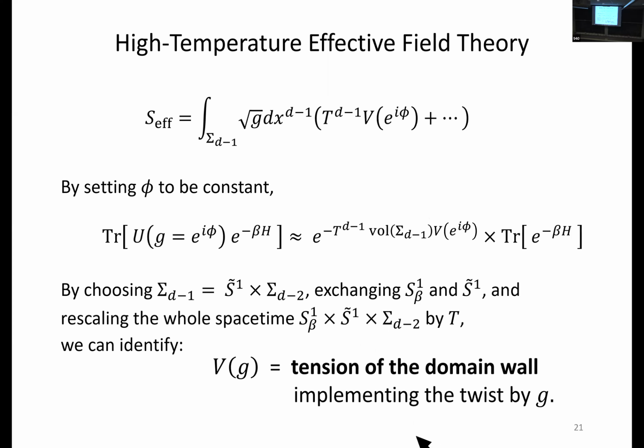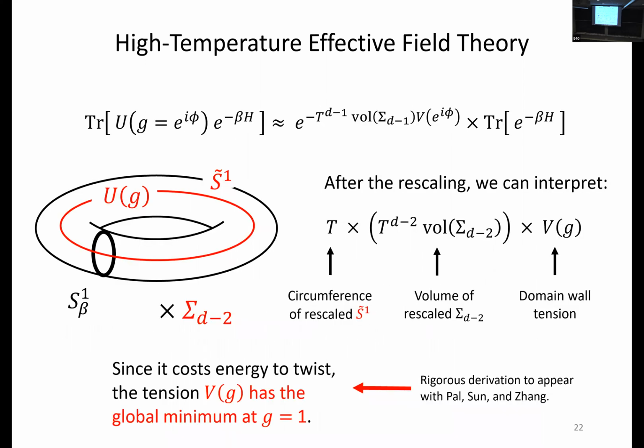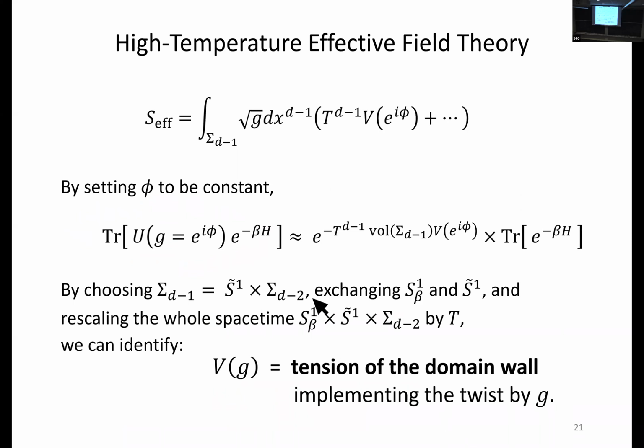So since I'm entitled to consider any geometry, I can choose this geometry to be a circle times a one-dimension-lower space. So then the whole space has a thermal circle times this new circle times a two-dimensions-lower space at temperature T. And I'm going to show that in this setup, we can relate this V of G as a tension of a domain wall, implementing the twist by group element G. So let me explain. The geometry we are considering is a thermal circle times an additional circle times this Σ_{d-1}.